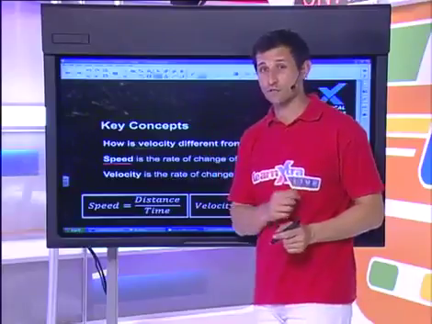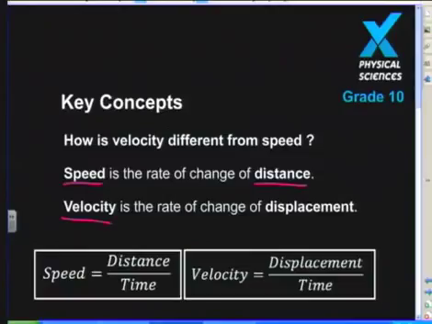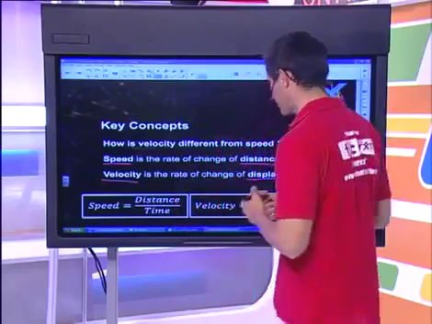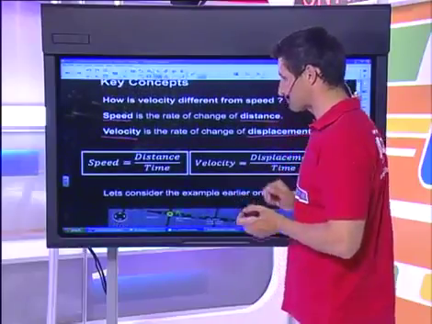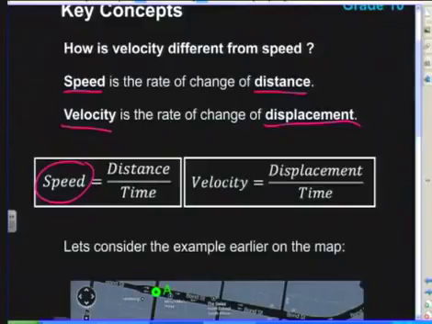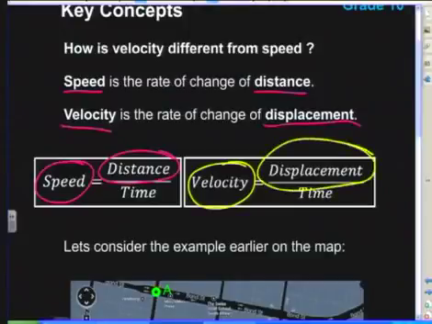Now, here's the new word. Velocity is the rate of change of displacement, or slightly different. But because velocity uses displacement, it also becomes a vector itself. So let's take a look at the equation side by side and try and spot the differences. It says that speed is distance over time, whereas velocity depends on the displacement over time.